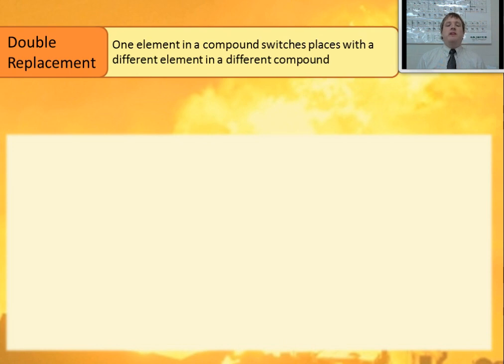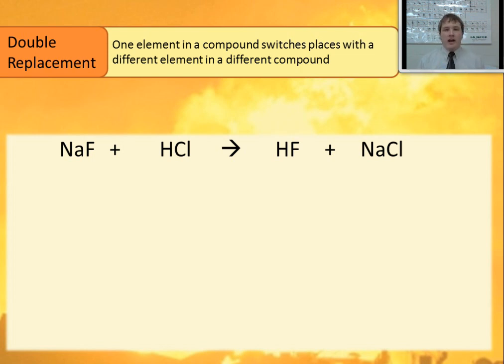In a double replacement reaction, you have one element in a compound and another element in a compound. So you have two compounds to start, and the compounds are actually going to switch one of their elements out with each other. All right, let's take a look at what that looks like. Here's a double replacement reaction equation where we have sodium fluoride and hydrochloric acid producing hydrofluoric acid and sodium chloride. You could almost hear the double replacement in what I just said.